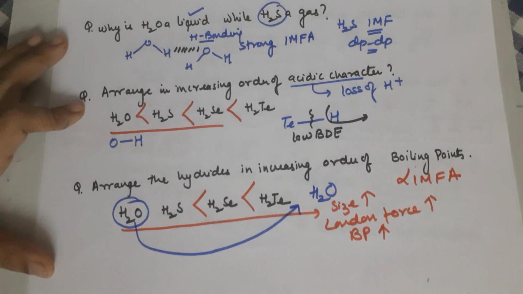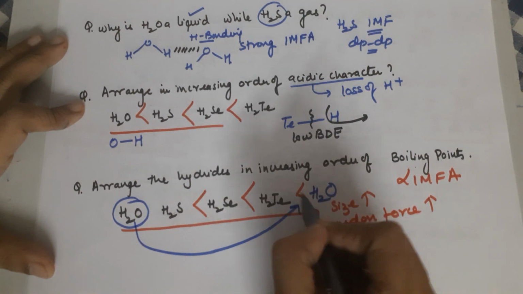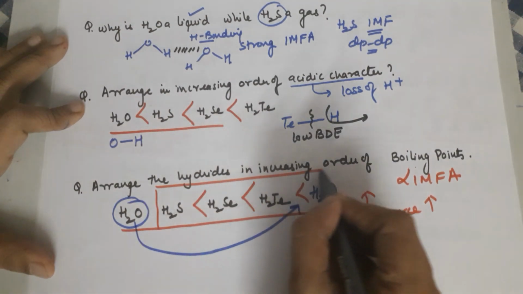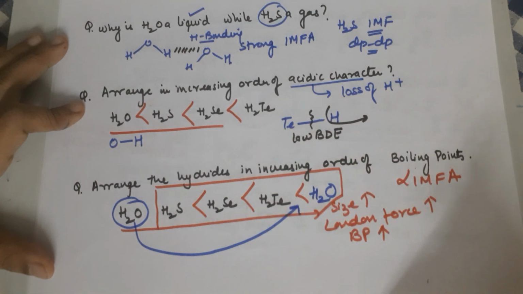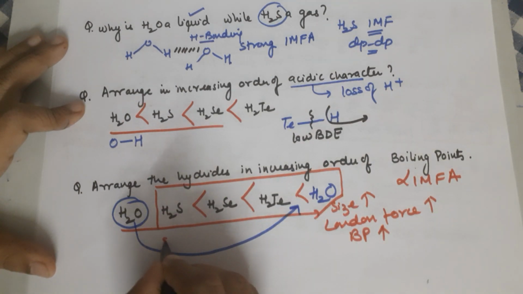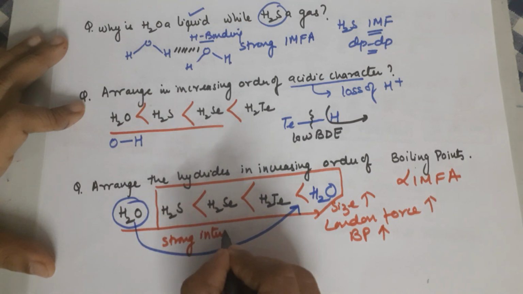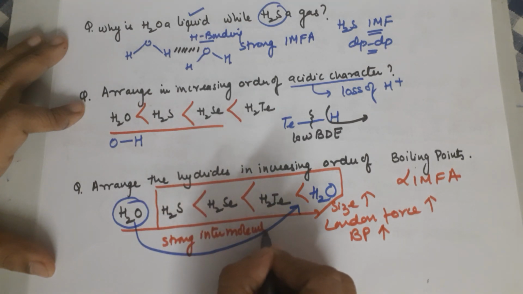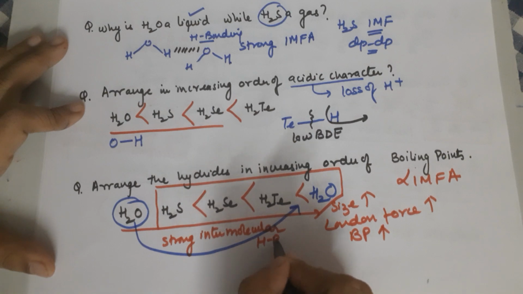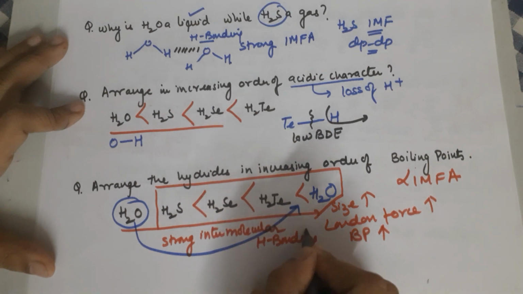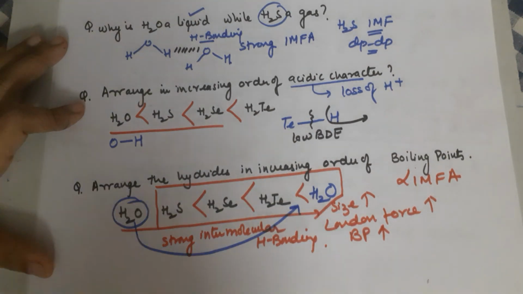So your order for the increasing boiling point is like this, where water takes the lead due to strong intermolecular hydrogen bonding present in case of water molecules. Fine?